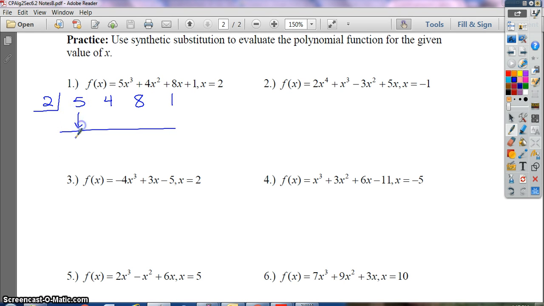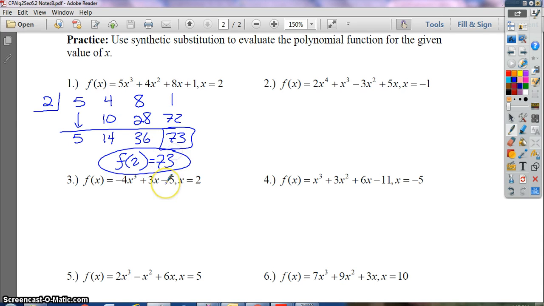Now, the first number you don't touch, you bring it down. 2 times 5 is 10. Add these, you get 14. 2 times 14 is 28. 28 plus 8 is 36. 2 times 36 is 72. So when you do this, f of 2, you'll get 73. You can check that by substituting it in. But you have to follow directions. They're asking you to do synthetic substitution. So you can't do direct substitution. You would have to do it this way. And you would get 73.